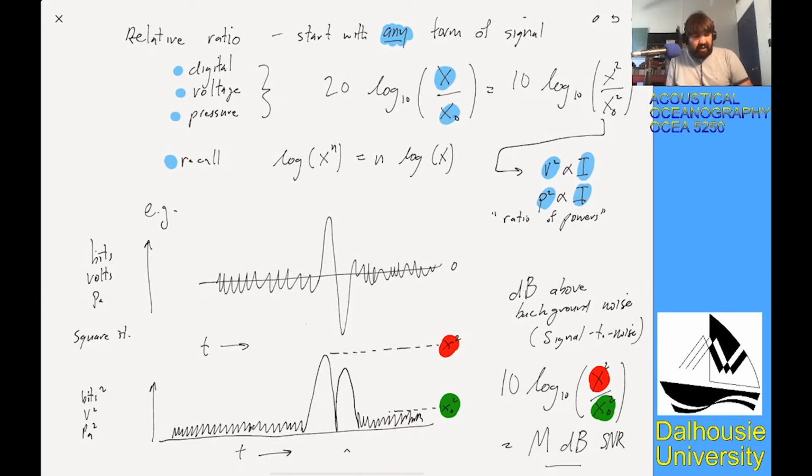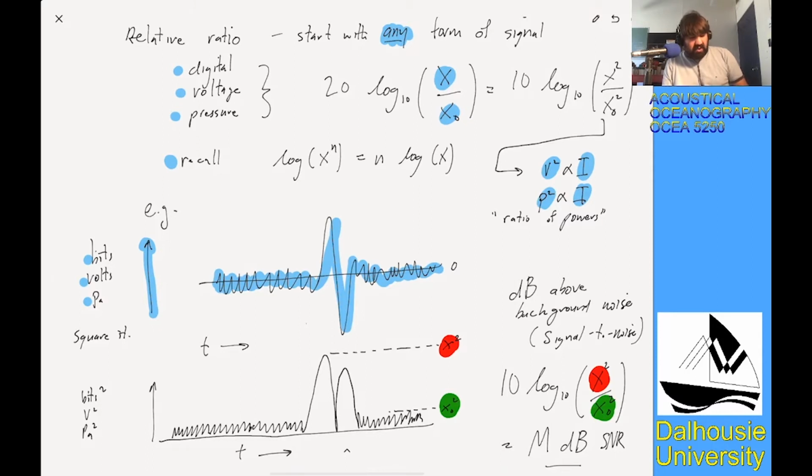So for an example here, on the y-axis we have either bits or volts or pressure. We have it recorded, and then all of a sudden there's a loud blip. One thing you might do is figure out how many dB our blip is above the background noise, or in other words, what's the signal to noise ratio?